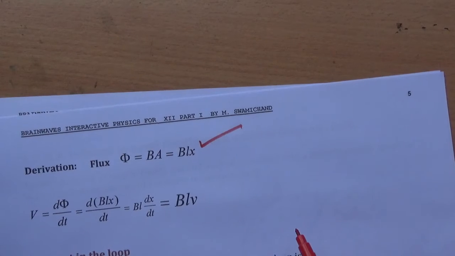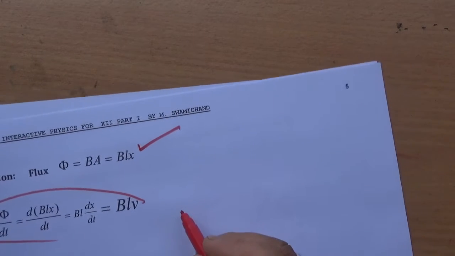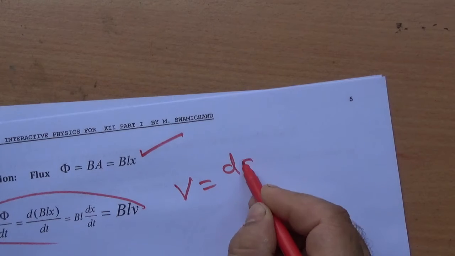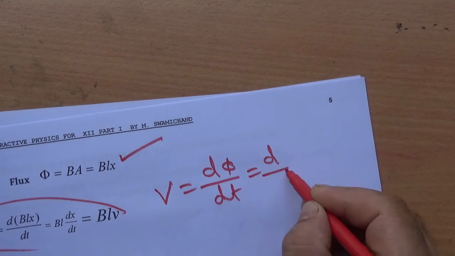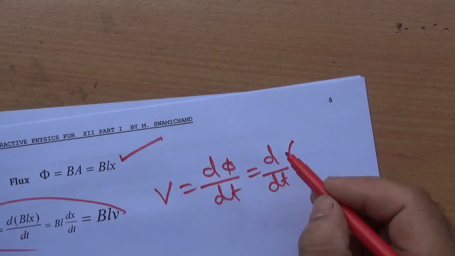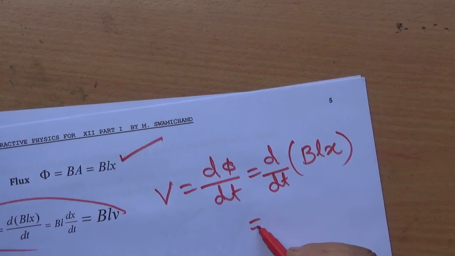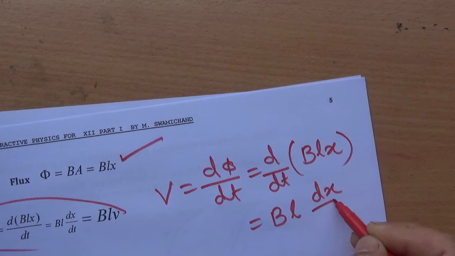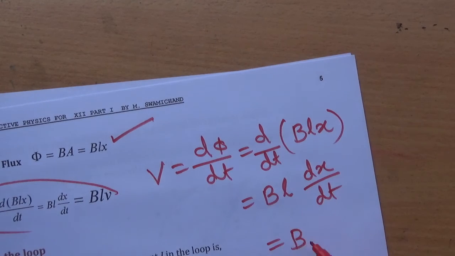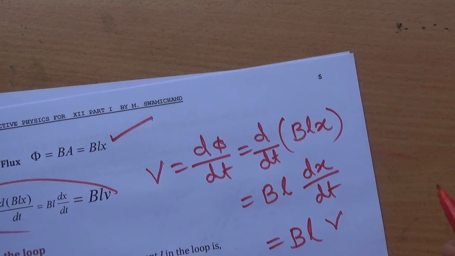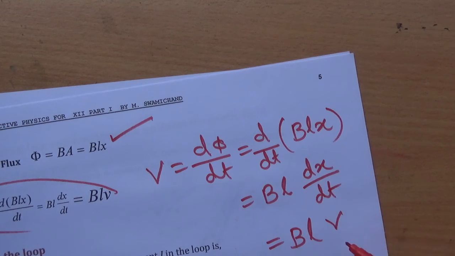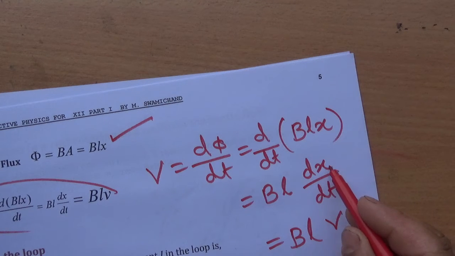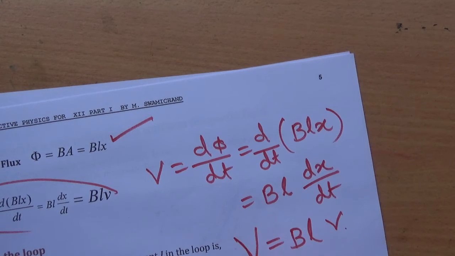So flux is BLx. According to Faraday's law, EMF induced is d phi by dt, so it is equal to d by dt of the flux, BLx. So B and L are constants, and we get BL dx by dt. It is equal to BL dx by dt. Rate of change of distance is speed: the rate of change of distance for the conductor is the velocity. So EMF induced is BLv, where v is the speed.